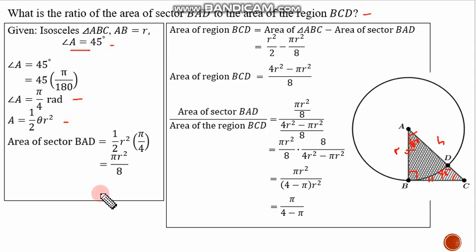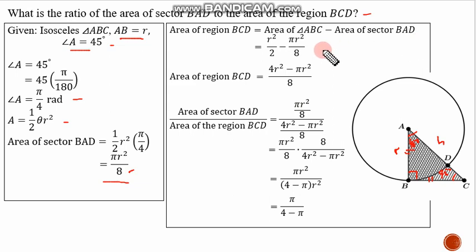So 1/2 r squared times pi over 4. Of course, the only given here is the length AB, which is the r, so we don't have the value of r. So 1/2 r squared times pi over 4. That's 2 times 4, so the denominator is 8, and then 1 times pi is pi and r squared. So pi r squared over 8 is the area of the sector BAD. Now let's get the area of the region BCD. We can get it by subtracting the area of the BAD from the whole area of the triangle ABC.